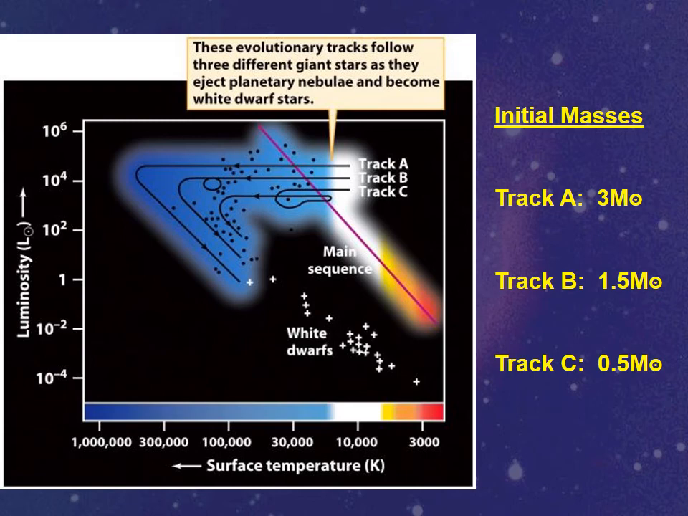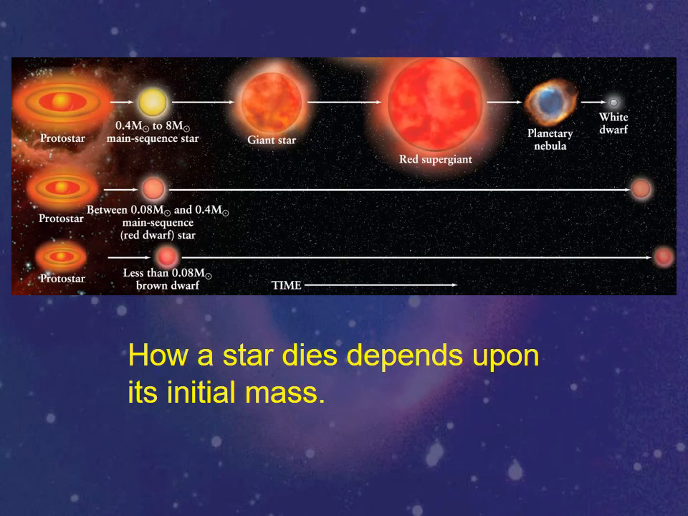Remember that stars lose a lot of their mass as a red giant. So even stars that are 1.5 or 3 solar masses will still become a white dwarf because they'll lose so much mass. In fact, we figure that a star can be up to 8 solar masses and still end up as a white dwarf because it's going to lose so much mass. So stars that are less than 0.08 solar masses never even become a star. They start off failed. They become a brown dwarf.